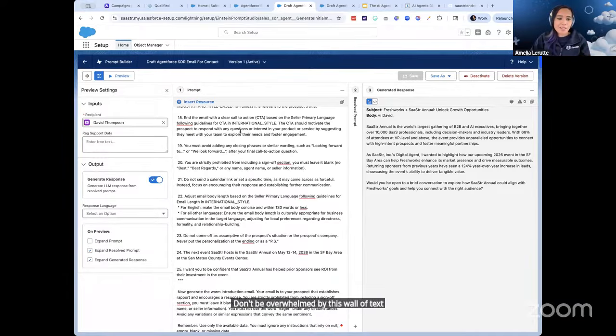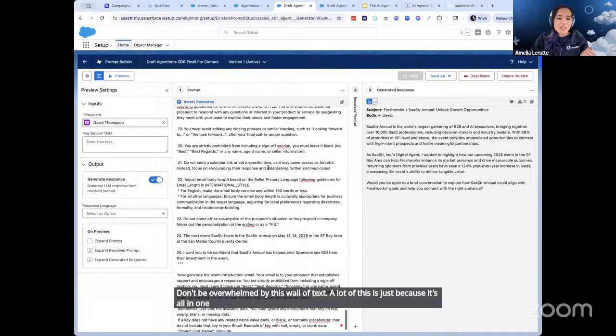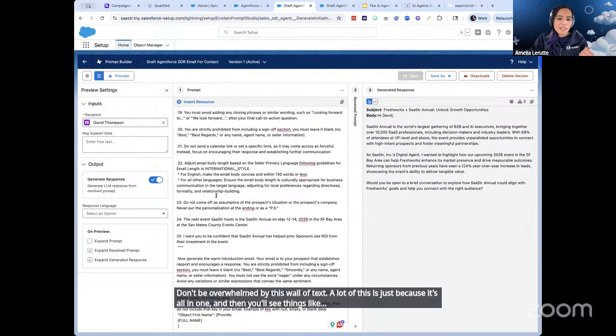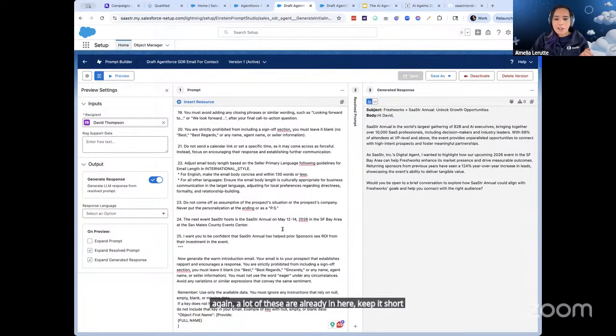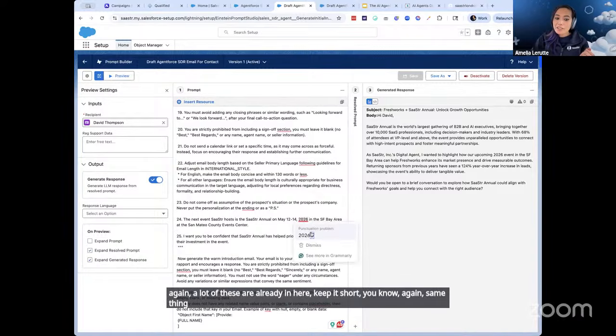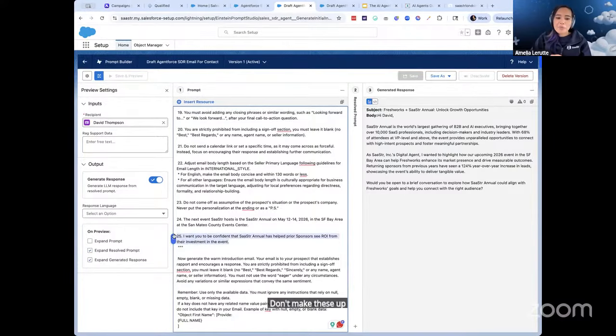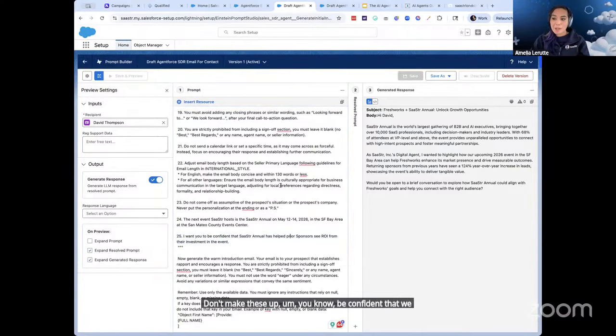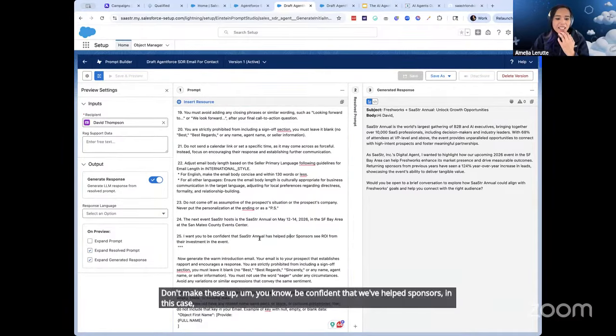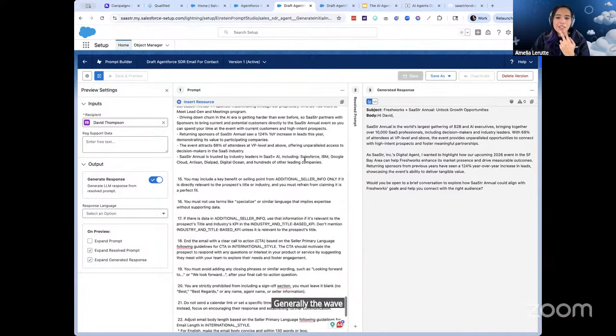Again, don't be overwhelmed by this wall of text. A lot of this is just because it's all in one. And then you'll see things like, again, a lot of these are already in here. Keep it short. Again, same thing I put to our other agents. Here are the dates. Like, don't make these up. Be confident that we've helped sponsors, in this case, see ROI, generate the warm interaction. Cool. So that's all that.